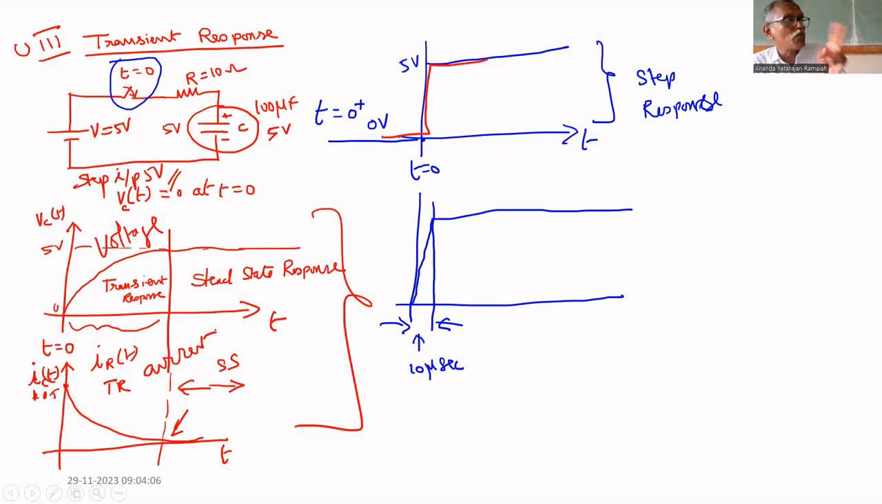The response consists of two parts: the transient part and the steady state part. Whenever the inductor and the capacitor are involved, there will be a transient response, because these two are energy storage elements. Capacitor and inductor are called energy storage elements. We can store the energy in those elements. Because of that, there will be a transient response.